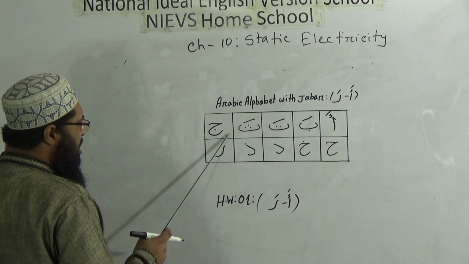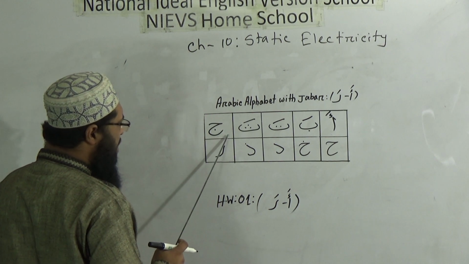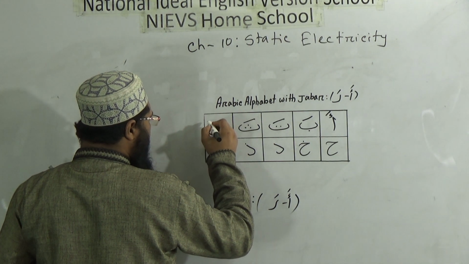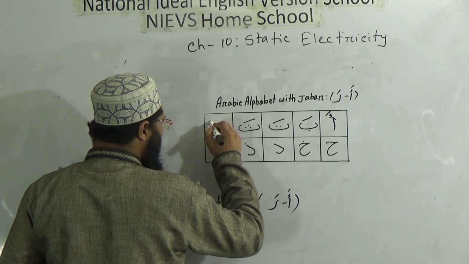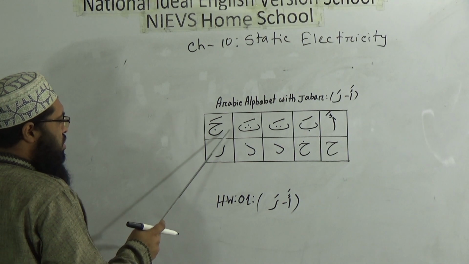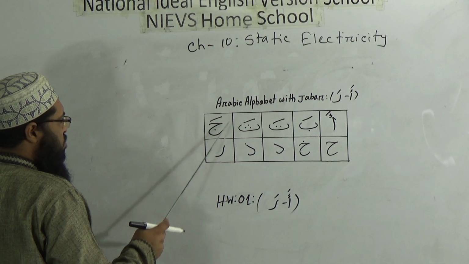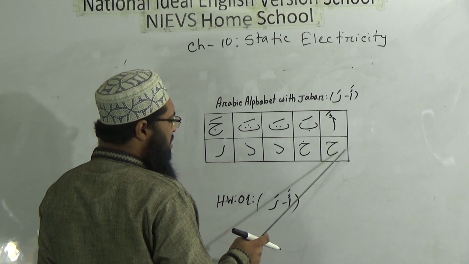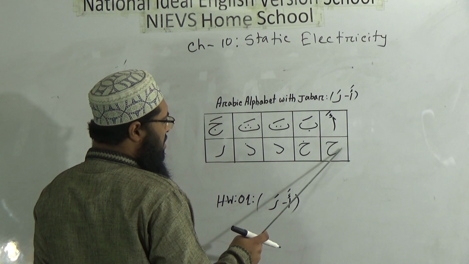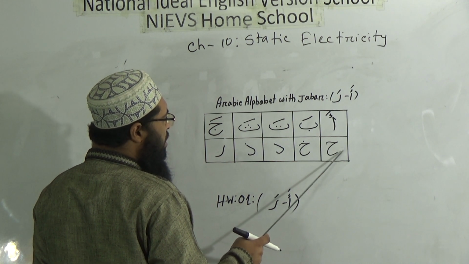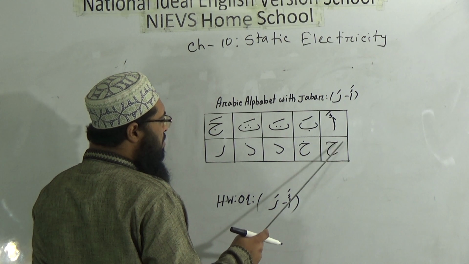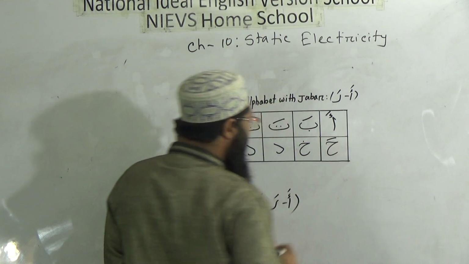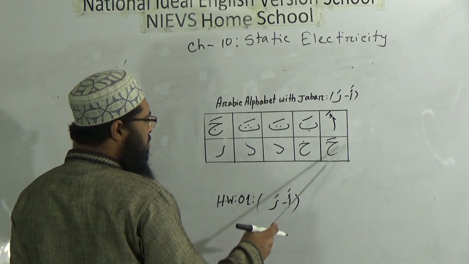Now my dear students, this one is Jim. Jim has 1 point, Nukta or drop. Now I am giving Jabar over the Jim. Then now you have to pronounce this one Jim Jabar Ja. Now this one is Ha. You have to pronounce Ha from the middle of the throat. Now I'm giving Jabar over the Ha. Now you have to pronounce this one Ha Jabar Ha.